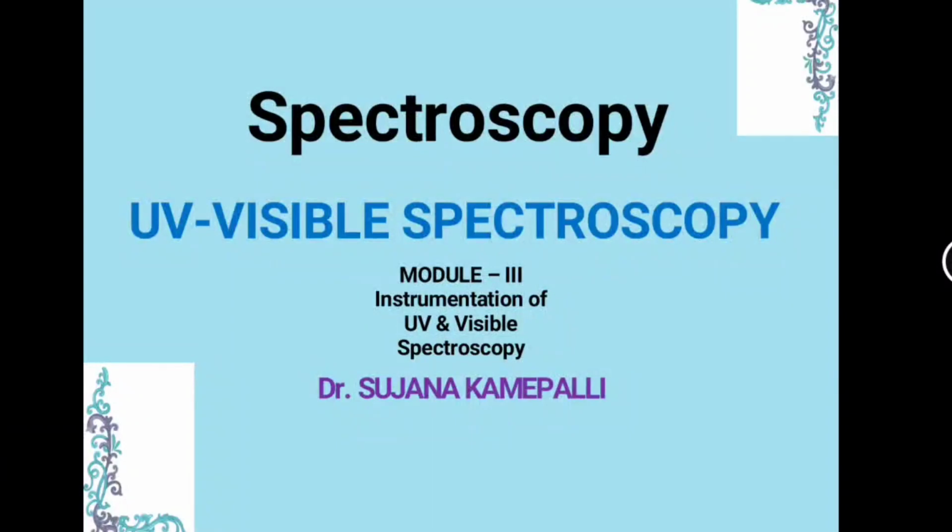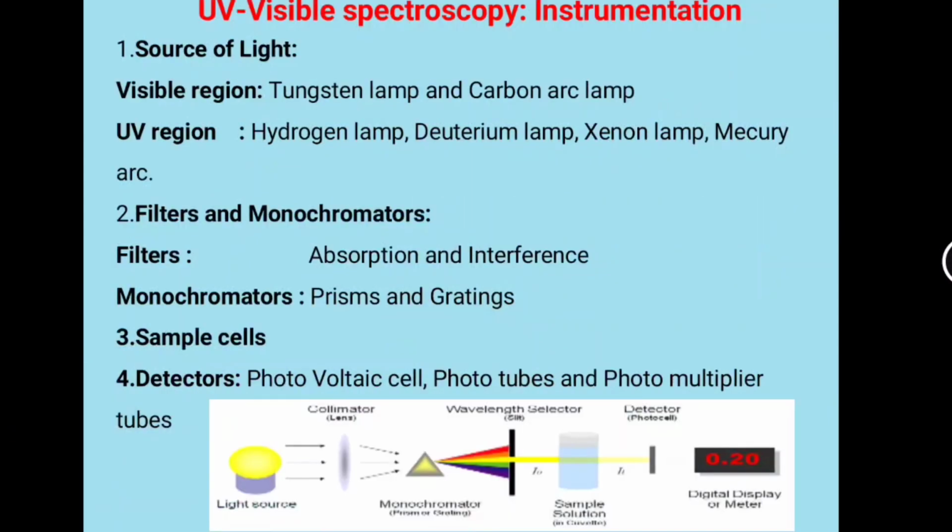Good day. Spectroscopy Module 3. Today we are learning about instrumentation of UV and visible spectroscopy. Before describing the parts of instruments, there are different instruments like colorimeters and spectrophotometers. Let us study the different components of these instruments.